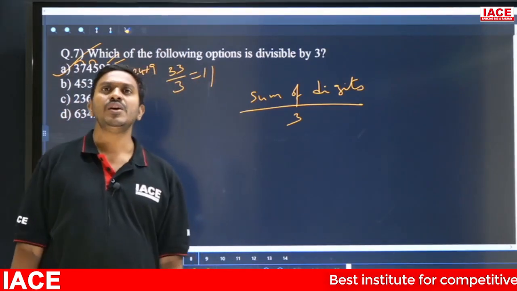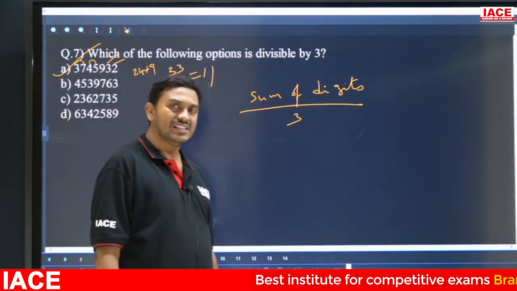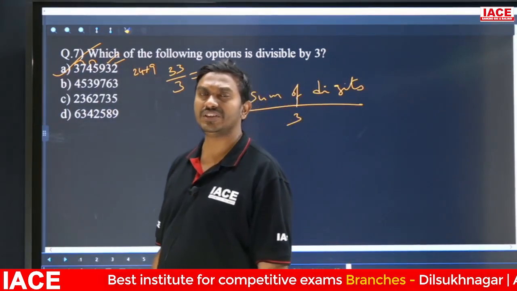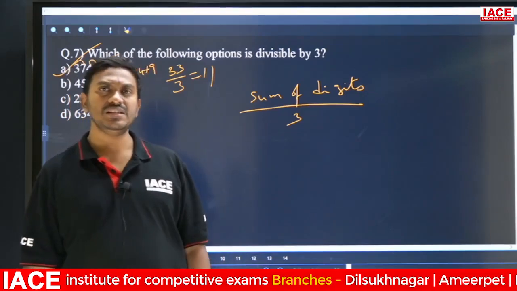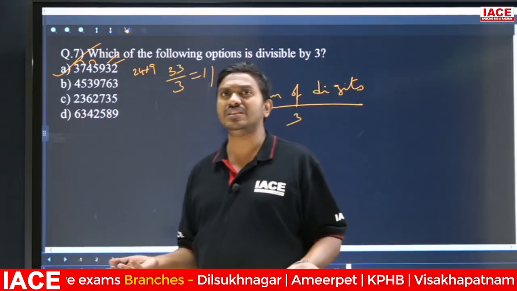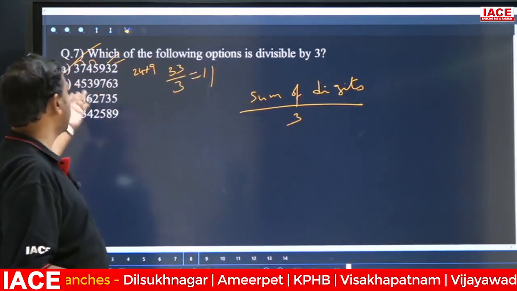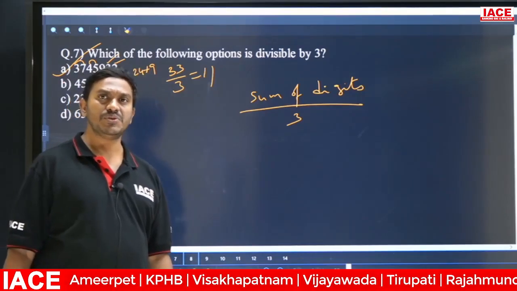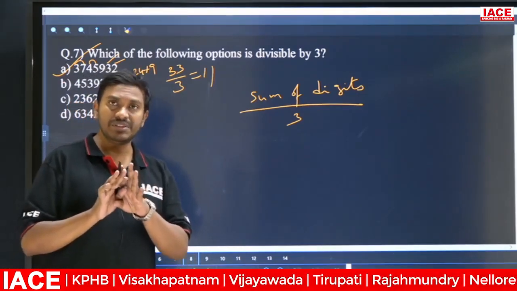So simply we have to add the digits, the sum of the digits. That is the divisibility of 3, right? What does divisibility of 3 mean? All digits we have to add. Whichever number is divisible by 3, that is the right answer. So here option A is divisible by 3, right? Simple question. It's not pure maths, it's a number system question.